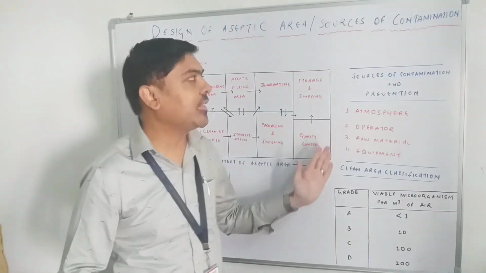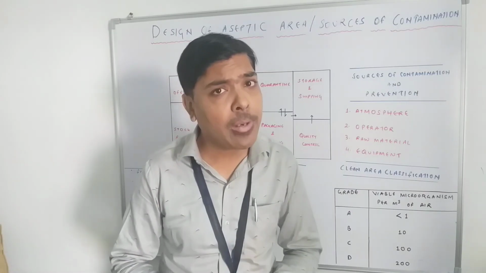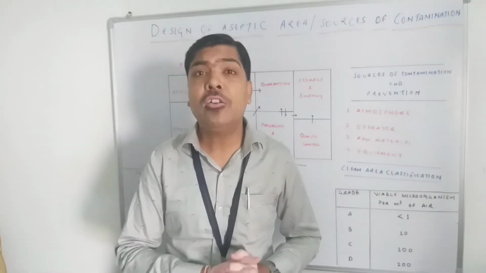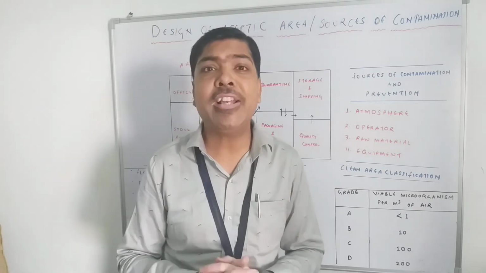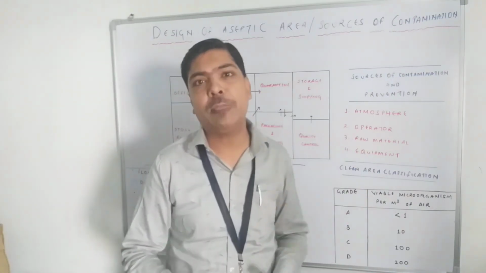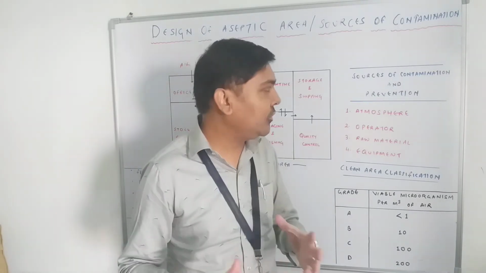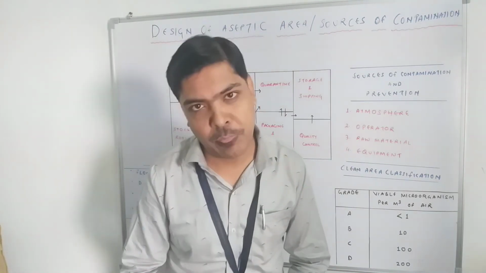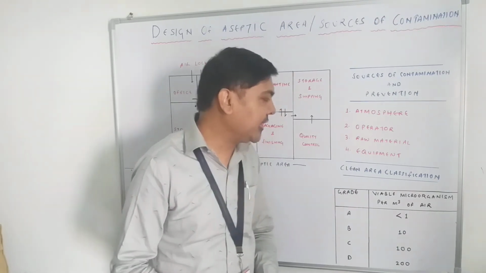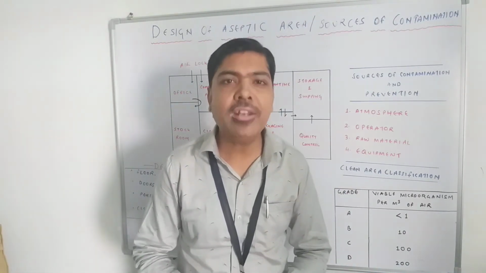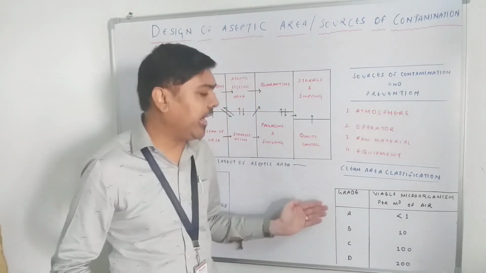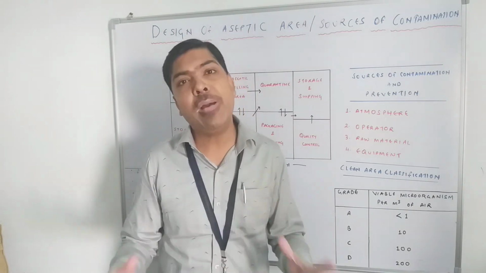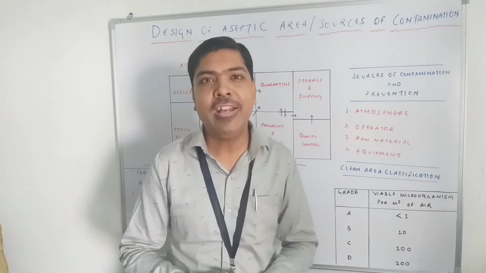Then we have also discussed various sources of contamination. These relate to almost every section, but especially to those sections in which we prepare a product that has to be sterilized, where these sources play a very important role. These sources generally include the atmosphere, the operator, the raw material and the equipment. We have also discussed the clean area classification, which is grade A, grade B, grade C and grade D environments. So we can choose the environment best suited to the operation performed in the industry.